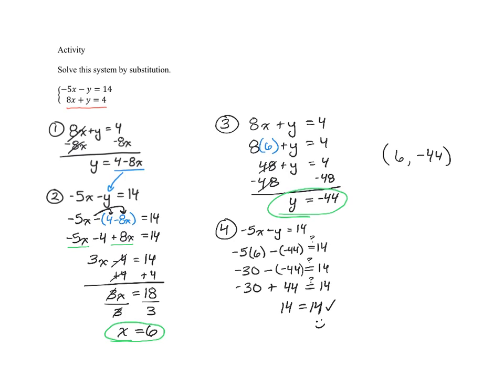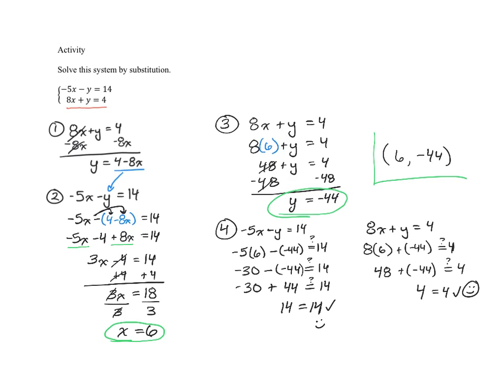Well, we've got the first one, so let's double check the second one. We've got 8x plus y equals 4. So now we're going to say 8 times 6 plus negative 44, we think, equals 4. Well, 8 times 6 is 48 plus negative 44, and as a matter of fact, it does equal 4. So that verifies that 6, negative 44 is our solution. Happy solving!